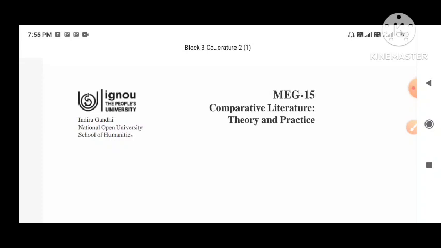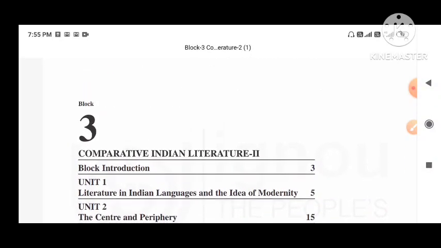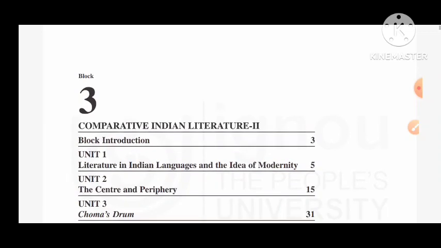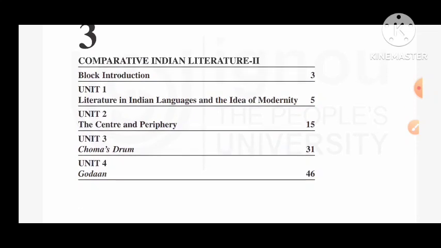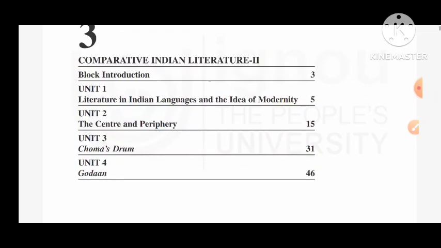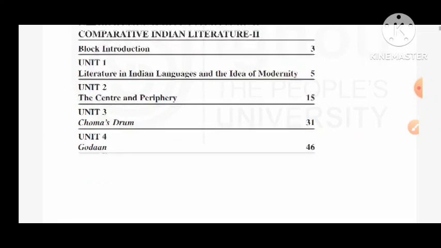One of the students requested that I continue MEG 15, Comparative Literature: Theory and Practice, today. Previously I already covered two to three units of Comparative Indian Literature of Block 3: the introduction, literature in Indian languages and the idea of modernity, and the very important Unit 2, the center and periphery. Then I will cover Unit 3, Choma's Drum.